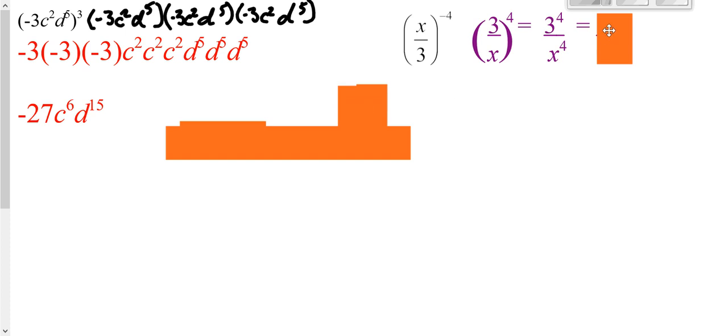Here we have a fraction raised to a negative power, so that negative power just flips your fraction upside down. Now we can apply that exponent to the top, that exponent to the bottom, 3 to the 4th over x to the 4th, so it's an 81 over an x to the 4th.